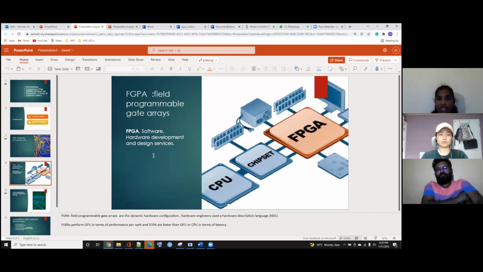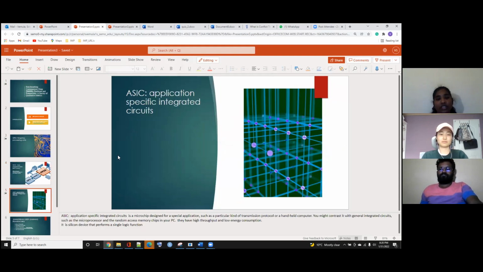And FPGA is the field programmable gate arrays, and it is a dynamic hardware configuration. And hardware engineers use HDL, usually pronounced as HDL. And FPGA outperforms GPU in terms of performance per watt and is faster than the CPU and GPU in terms of latency. So coming to the ASIC application, ASIC is an application specific integrated circuit. It is an integrated circuit designed for a special application. It is a kind of memory chip we use in our PCs. It performs a single logic performance.